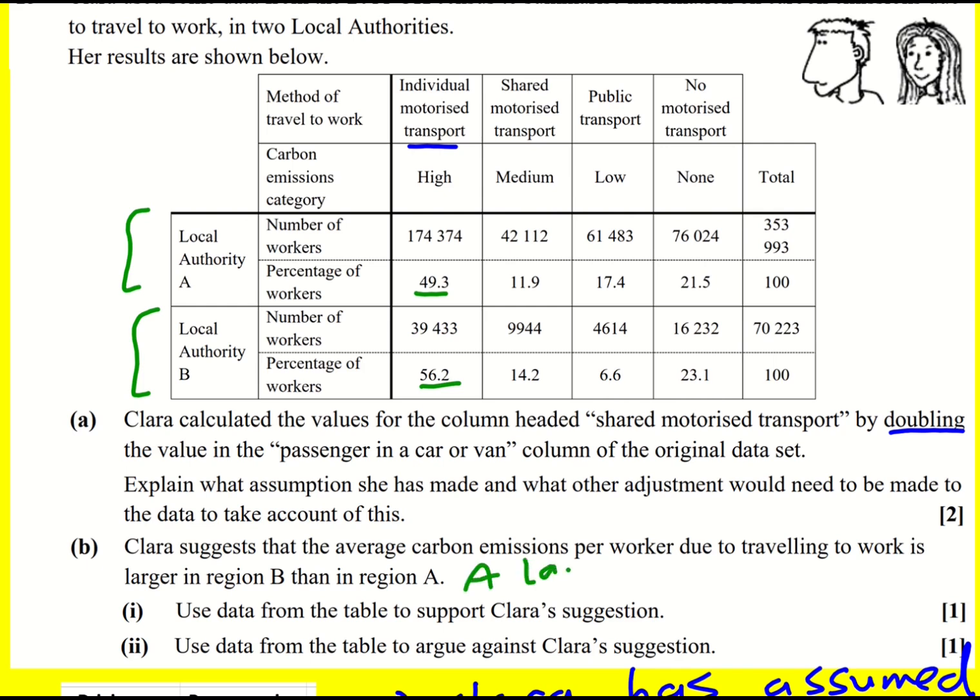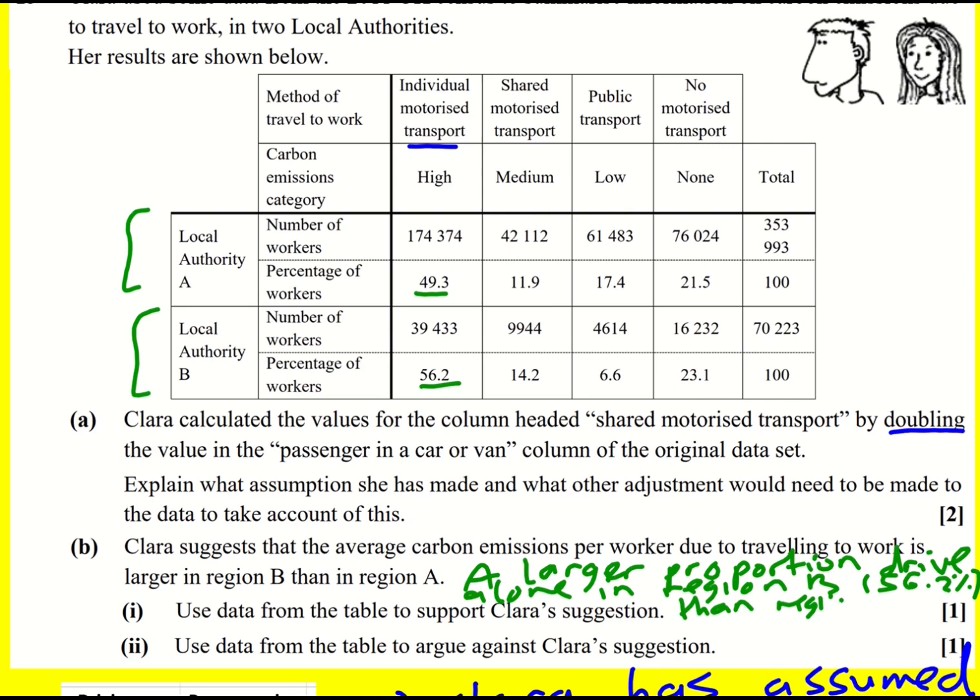A larger proportion drive alone in region B, 56.2%, than region A, where it's 49.3%. But how can we argue against it?